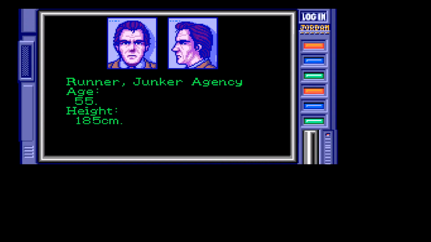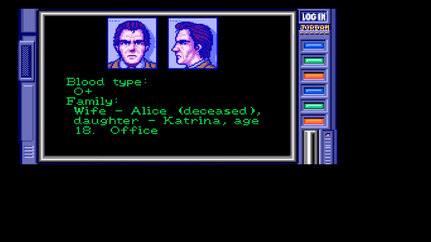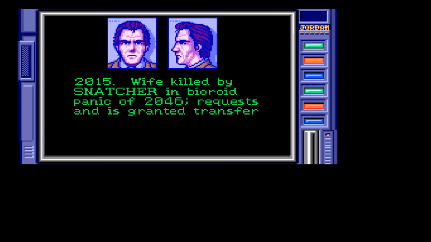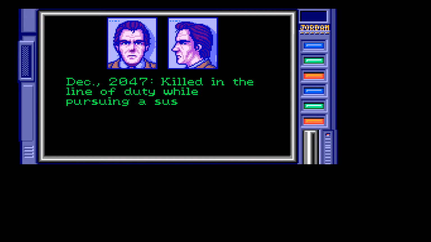Jean-Jacques Gibson. Runner, Junker Agency, age 55, height 185 centimeters, weight 78 kilograms, blood type O+, family, wife, Alice, deceased, daughter, Katrina, age 18, police officer in Police Science Division since 2015. Jeez. Wife killed by Snatcher in Bioroid Panic of 2046. Requests and is granted transfer to Junker Agency. December 2047. Killed in the line of duty while pursuing a suspected Snatcher.